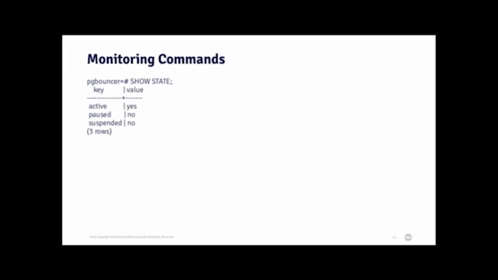And this is the new command called show state. So it's a global state that can indicate if PgBouncer is available. In this case, it is active, or if it's paused or suspended.